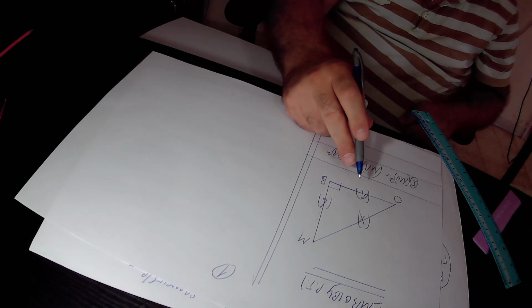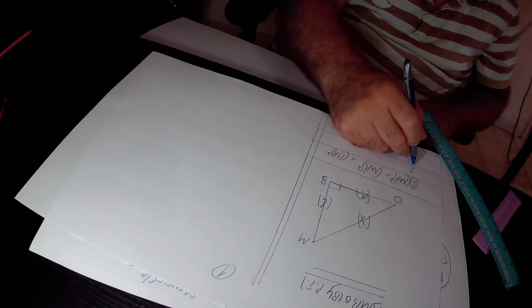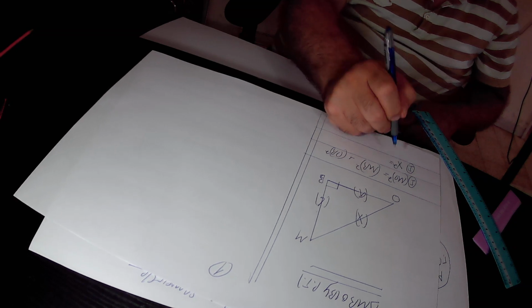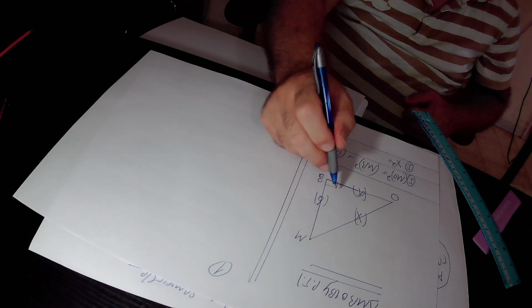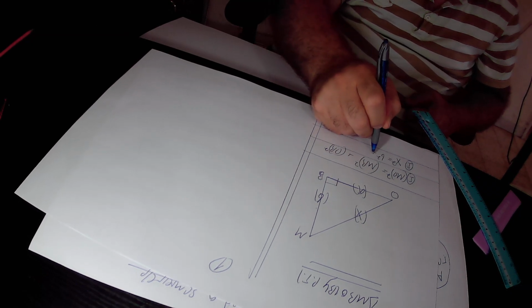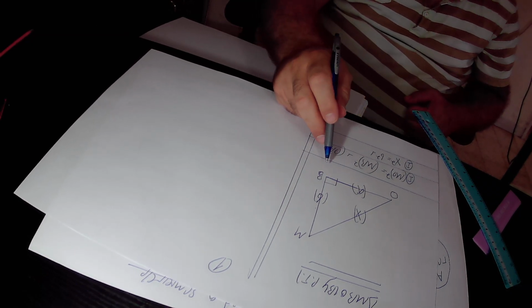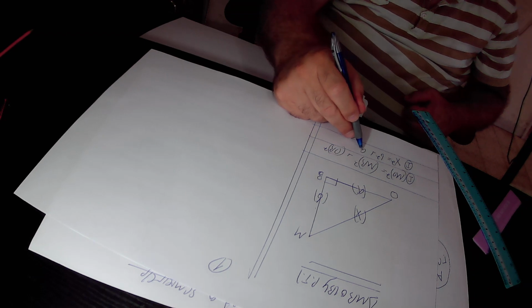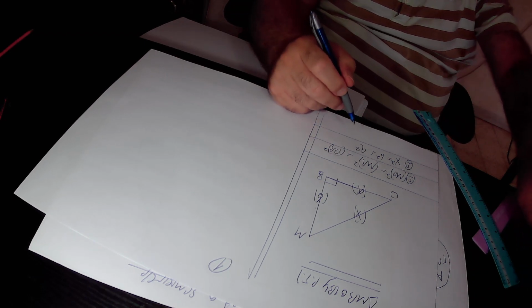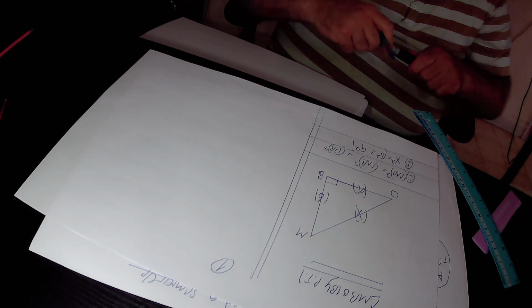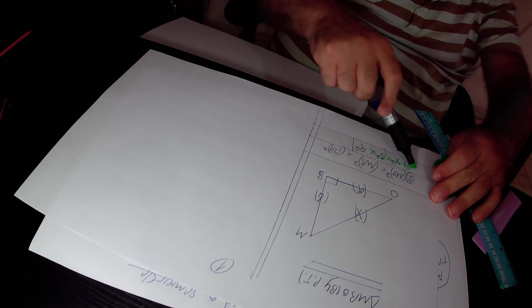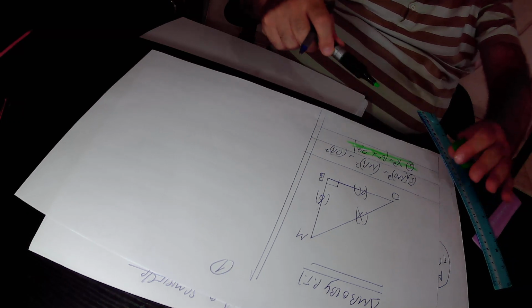The hypotenuse MO is x, therefore MO square is x square, and it is equal to MB square. MB is B, therefore MB square is B square, plus OB square. OB is A, therefore OB square is A square. So in total, according to equation 1, we have found out that x square equals B square plus A square.